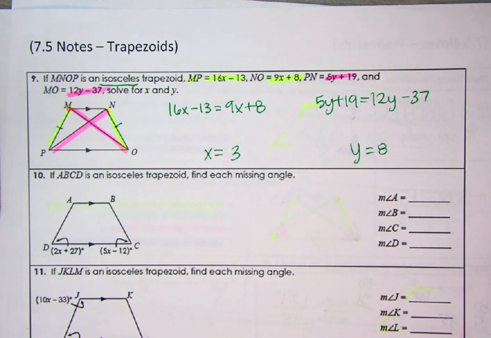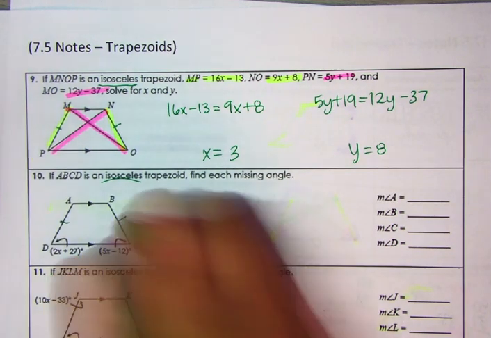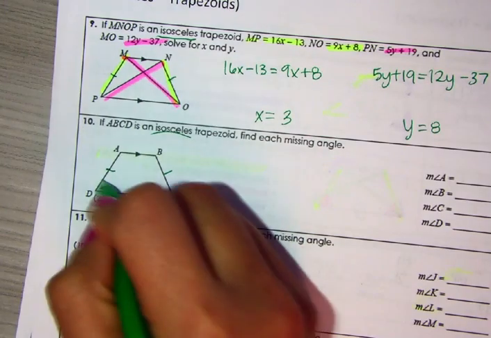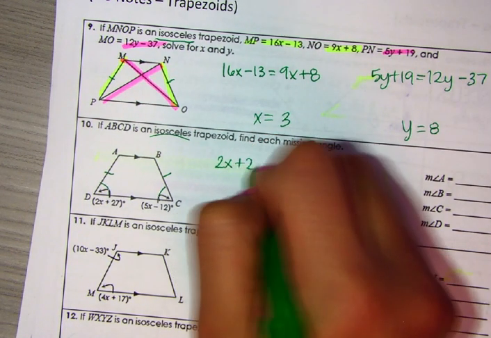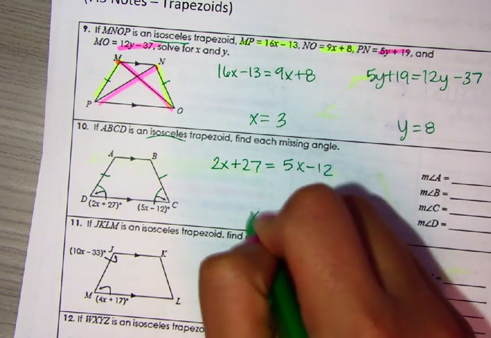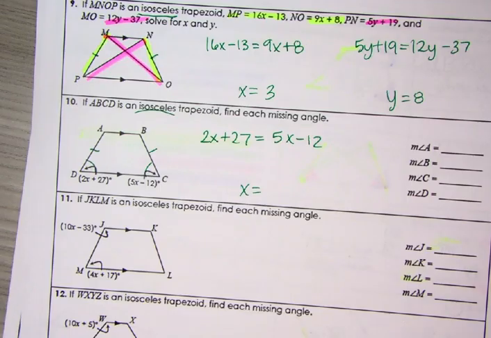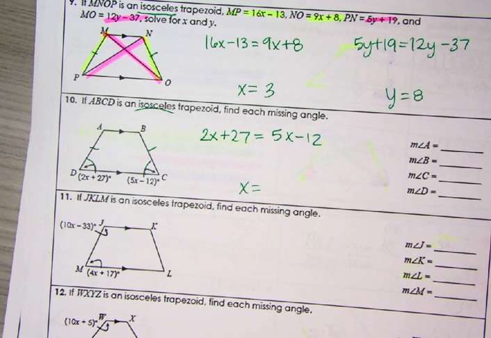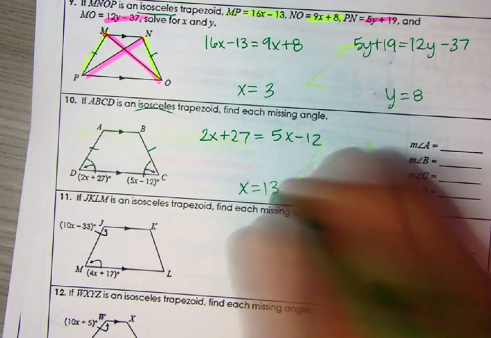All right, so for number 10, once again, it says isosceles trapezoids, so we know these are equal, which creates equal angles right here. So we're going to start by setting that up. And then you do the math to solve for x. So here, pause the video if you want to do the work, and then just press play when you're ready to continue. After doing all this, your answer should be x equals 13.